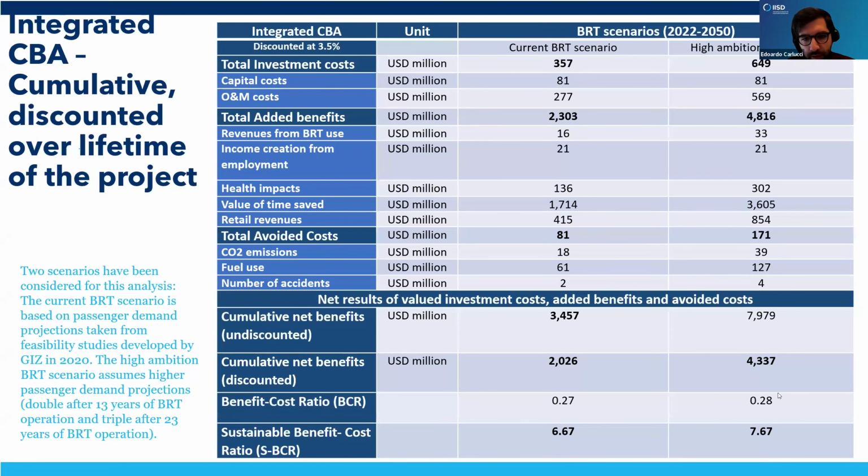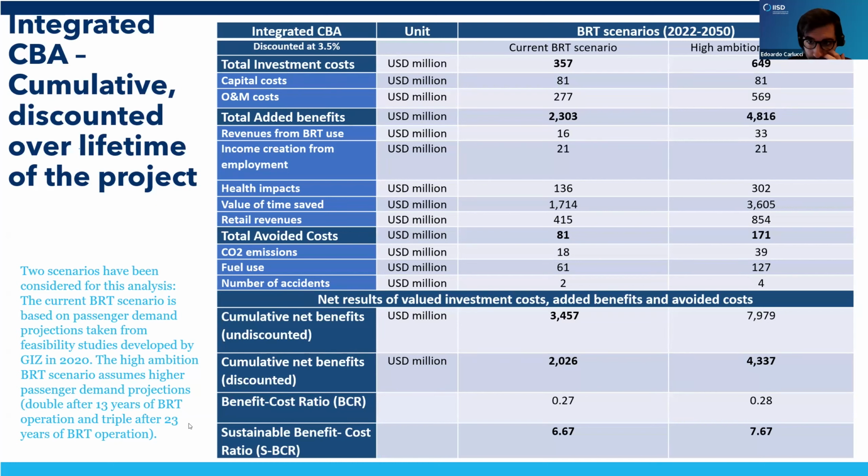So here you can see the first set of results of the integrated cost and benefits analysis. These data are cumulative, discounted over a lifetime of the project. And as you can see, they're divided between two scenarios. The first scenario is the current BRT scenario, which is based on passenger demand projections taken from the feasibility studies developed by GIZ in 2020. And then we have a high ambition scenario where there is a higher passenger demand projection, which doubles after 13 years of the BRT operation and triples after 23 years of the BRT operations.